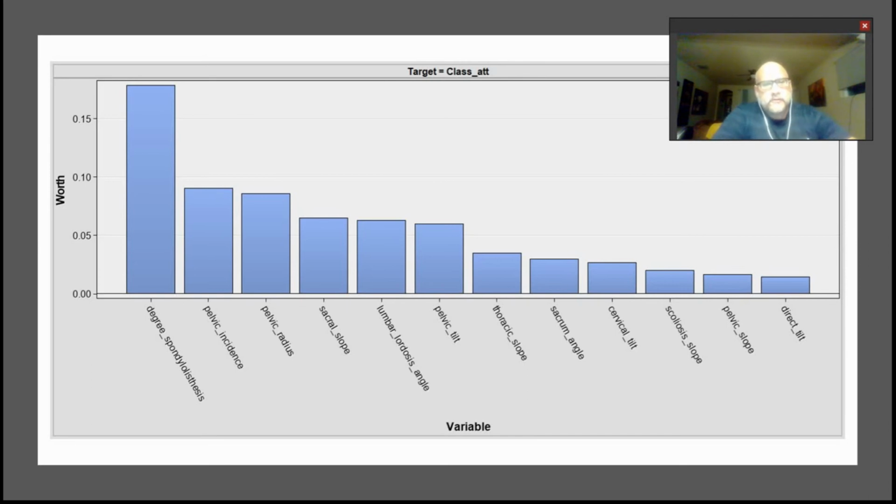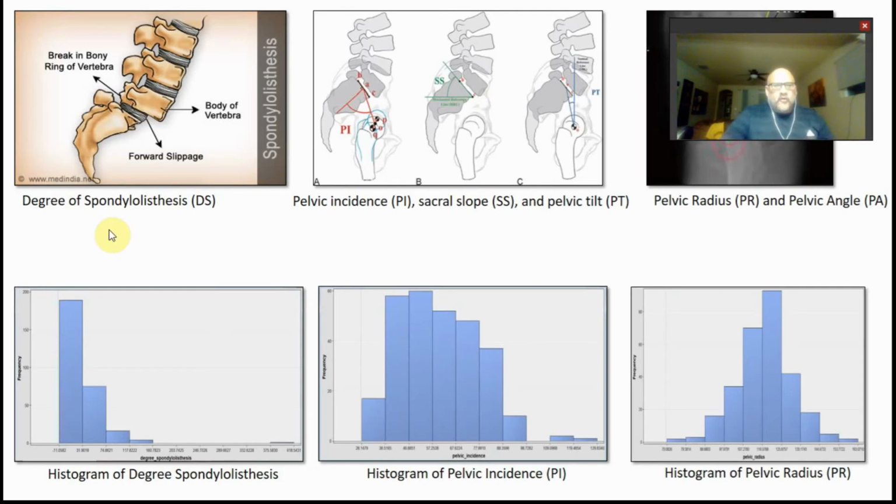Looking at the variables by worth, we can see here that degree of spondylolisthesis, or DS, is the variable with the most worth, followed by pelvic incidence and pelvic radius. And I will explain a little bit more about what those variables are. So the first graphic here, we see what we mean by DS, and it's basically this degree of slippage in the last disc of the vertebra. And you can see here the distribution.